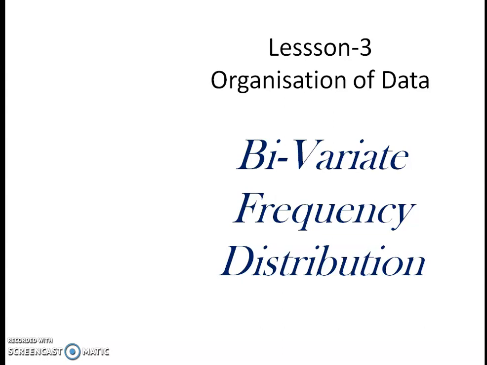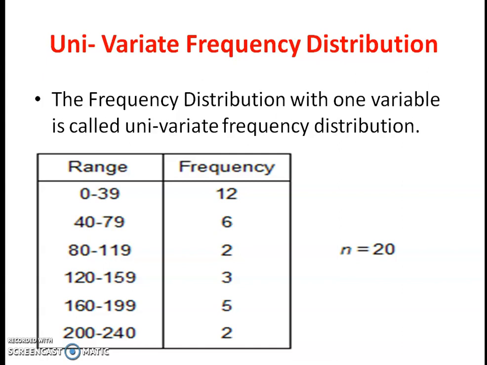So let's start. Before going to bivariate frequency distribution, you must know what is univariate frequency distribution. In univariate frequency distribution, there is only one variable, like it's given in this example. Here is the range, here is the frequency. So there is only one variable. So this is an example of univariate frequency distribution.